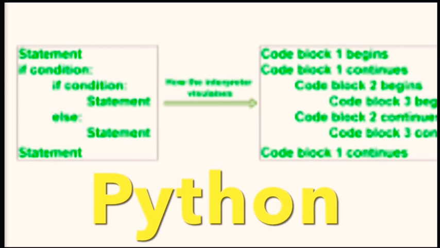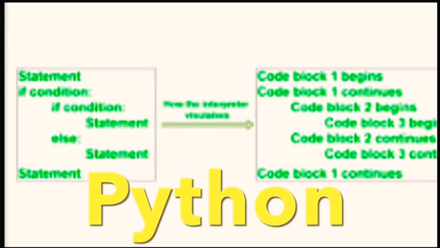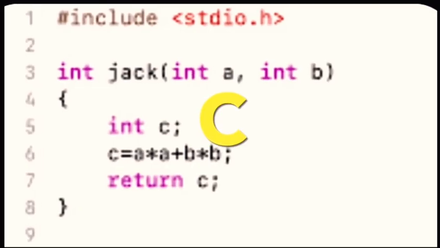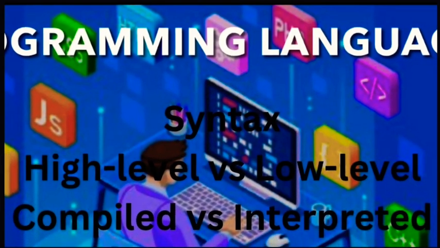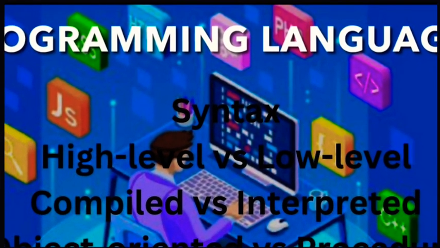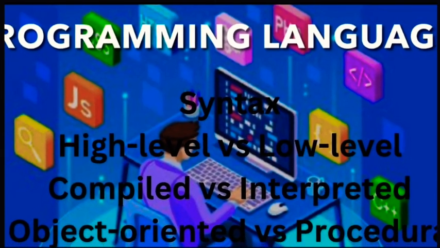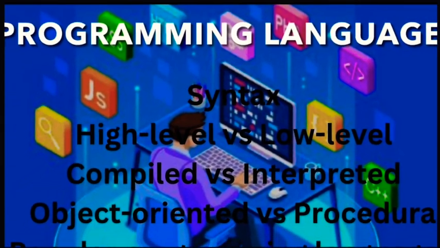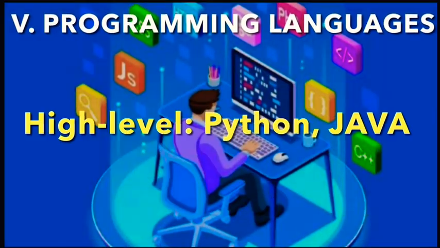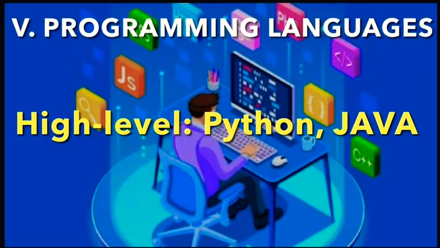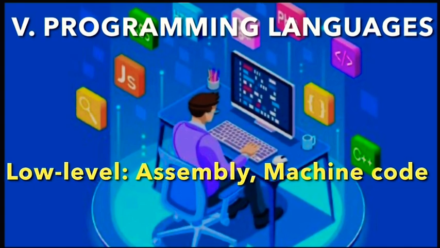For example, in Python, indentation is used to define code blocks, while in C, curly braces are employed. High-level versus low-level. High-level languages are designed to be more user-friendly and abstracted from machine details, while low-level languages provide more direct control over hardware. For example, Python and Java are high-level languages, while assembly and machine code are low-level.